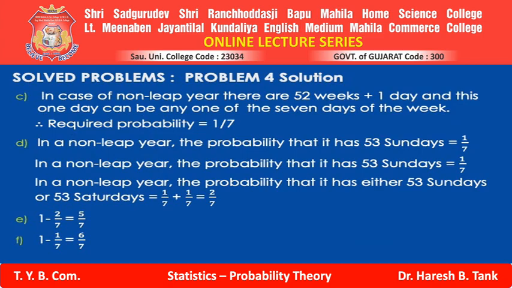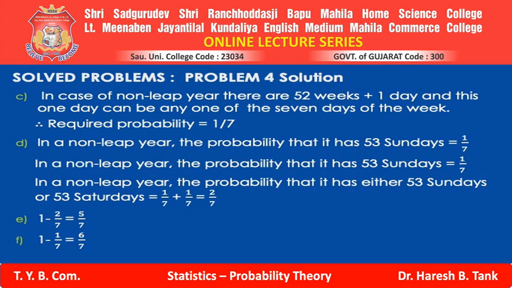The next case. In case of a non-leap year, there are 52 weeks plus 1 day. And this 1 day can be any one of those 7 days of a week. So the required probability is 1 by 7. Simple. Next question was, in a leap year, the probability that it has 53 Sundays. 53 Sundays means that we have just found 1 by 7.